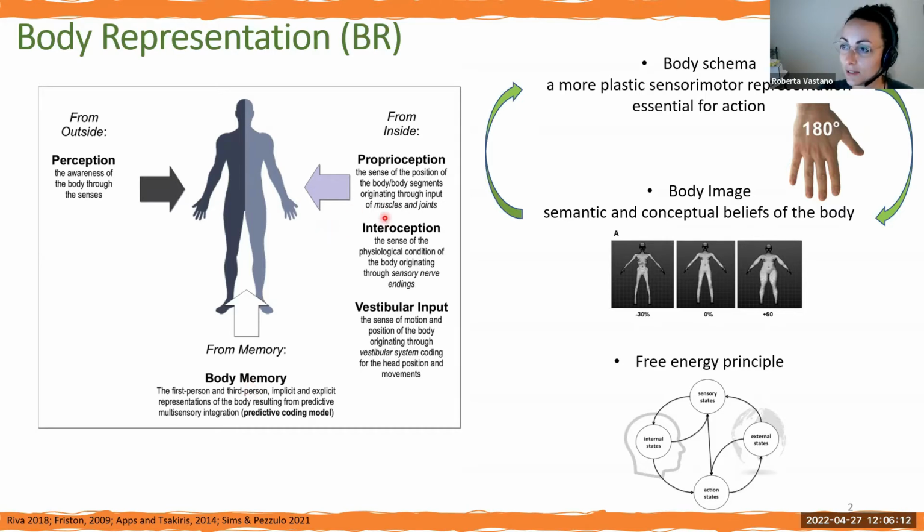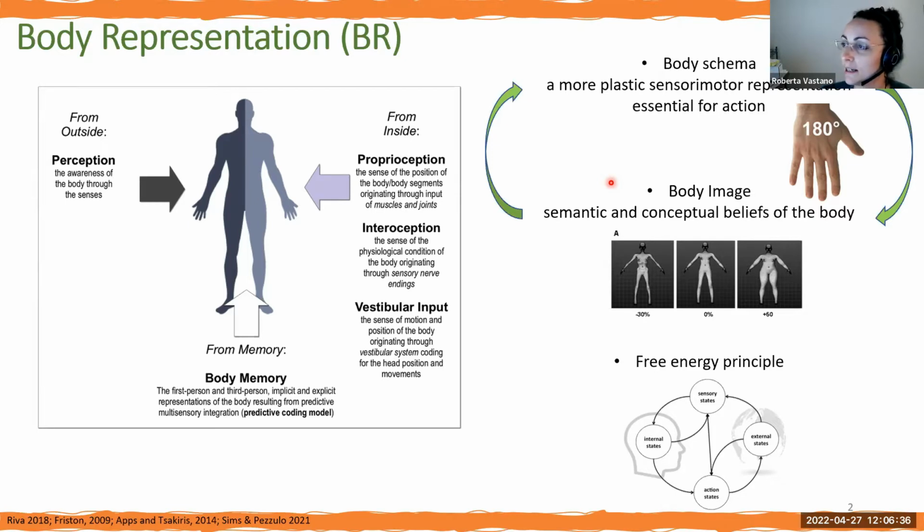To study body representation, it has been divided in two main components, the body schema and the body image. They are divided because it's a way that can be studied in a laboratory setting, but it's important that you know that one cannot exist without the other. So they kind of co-construct each other.